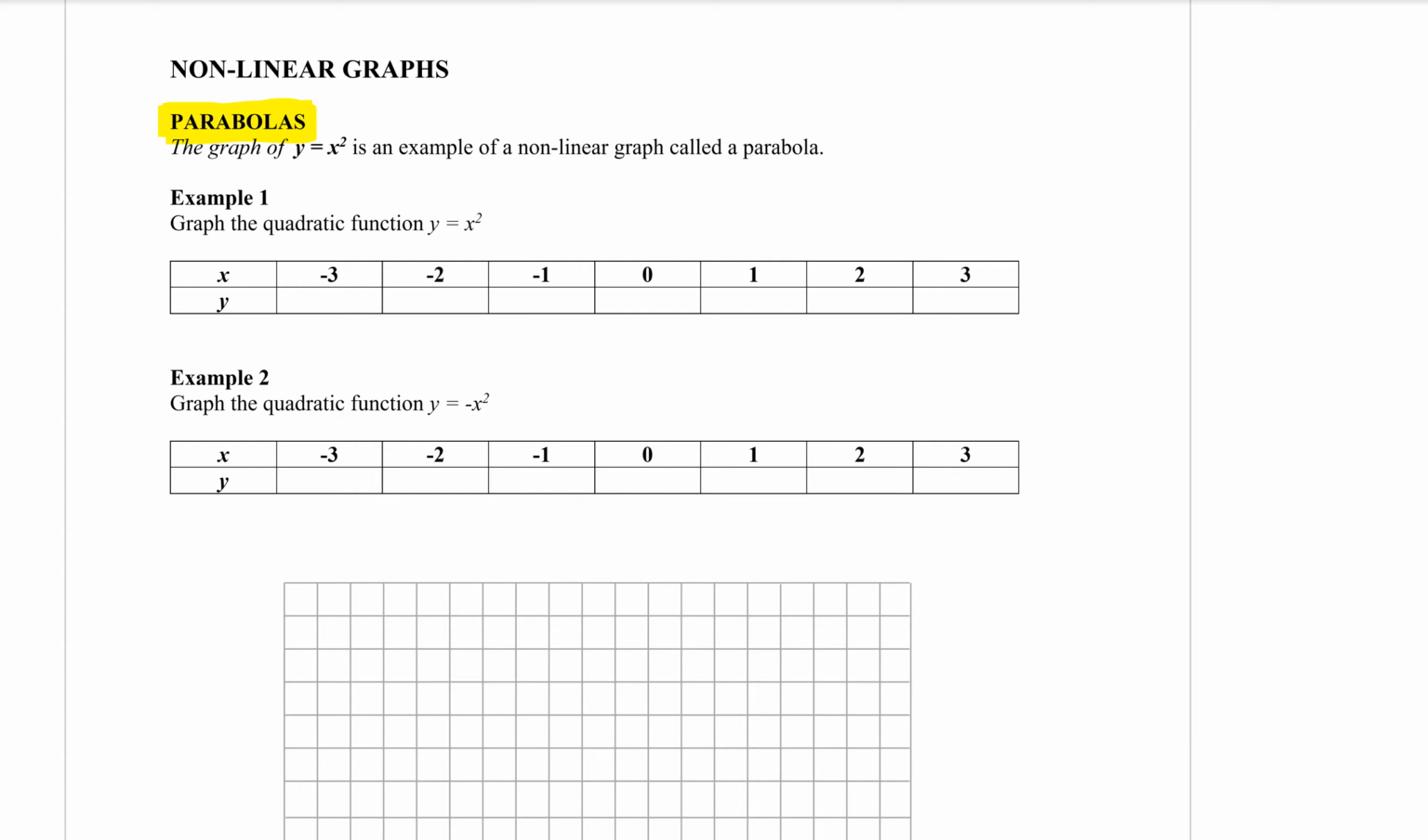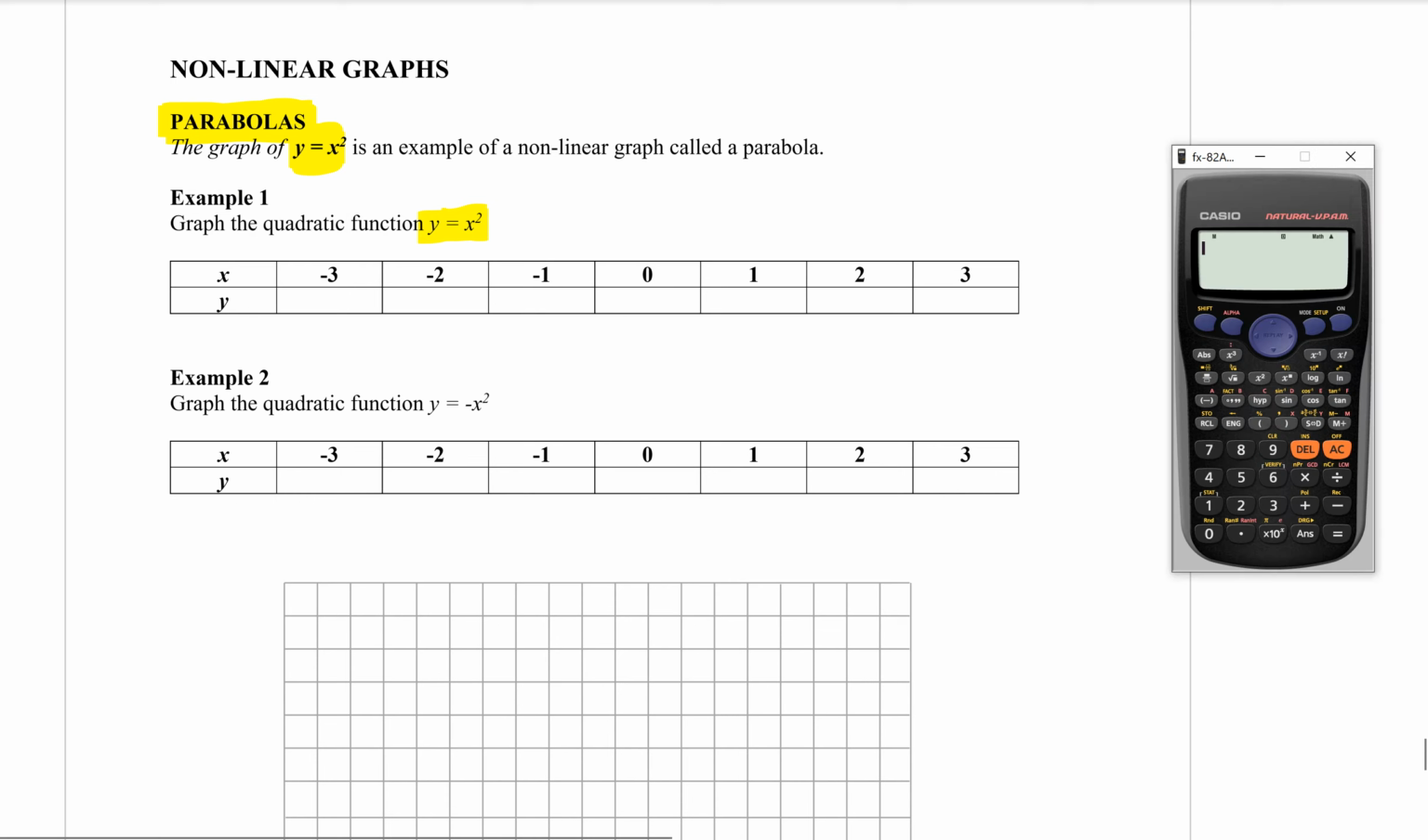So a parabola will always have an equation where there is an x squared in it. As soon as you see that squared, you know that you're going to have the basic parabola shape. So just like we did with straight lines, we're going to fill in a table to give us an idea of what this graph looks like. So we've made the table a little bit bigger. We've gone from -3 to 3. We're going to draw the parabola y is equal to x squared.